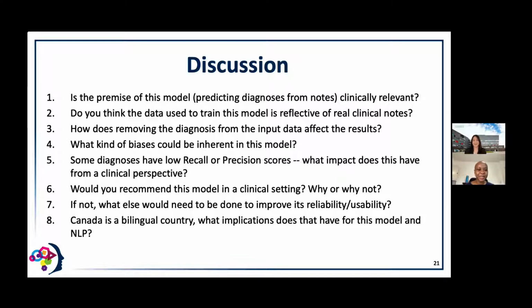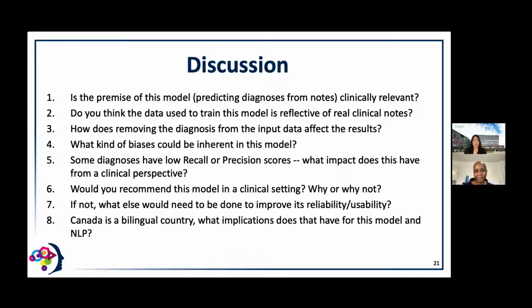All right. So, you already started answering my other question. Very quickly, removing the diagnosis. In the original SOAP notes, the diagnosis is sometimes included in there, and you went and removed it. What was the impact on the results?